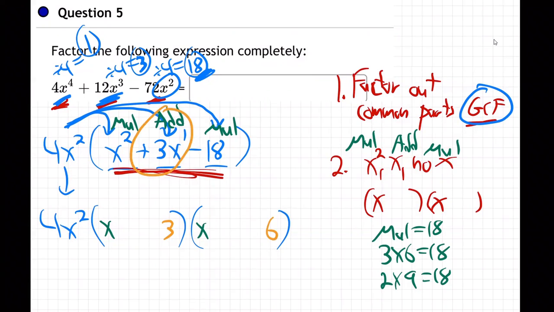2 and 9 can't add to be 3. Or they might say add. Remember, add means add or subtract. Right? If you add a negative, you're effectively subtracting. So when I say add, I mean add or subtract. 2 and 9 cannot add or subtract to be the middle term of 3, right? 2 and 9 add to be 11, subtract to be 7. They have no hope of making the middle 3, but the 3 and 6 can do it. The 6 take away 3 is 3.